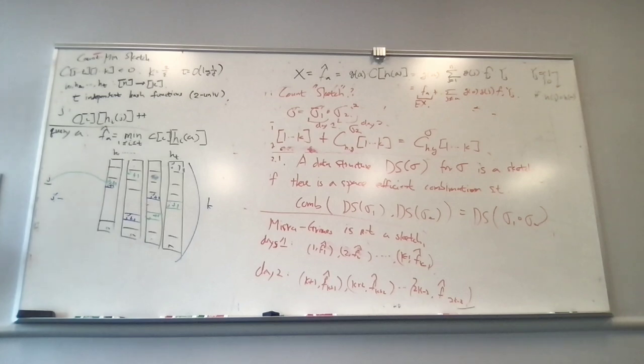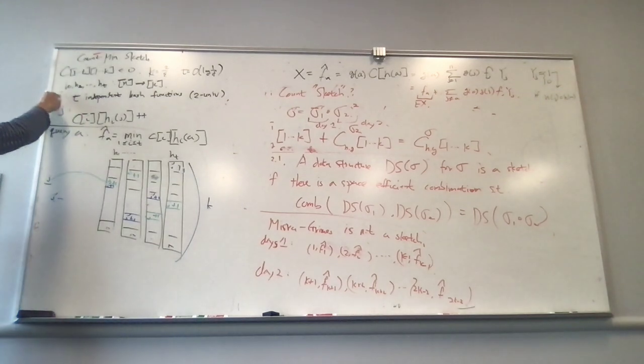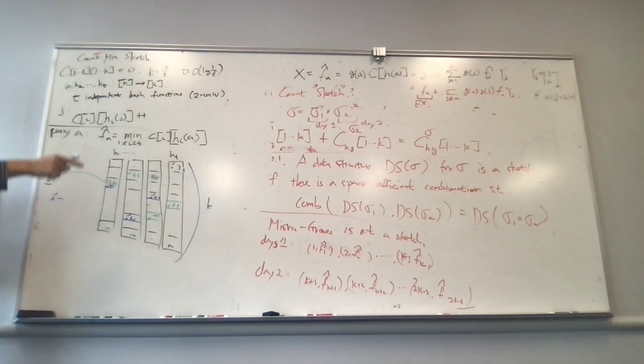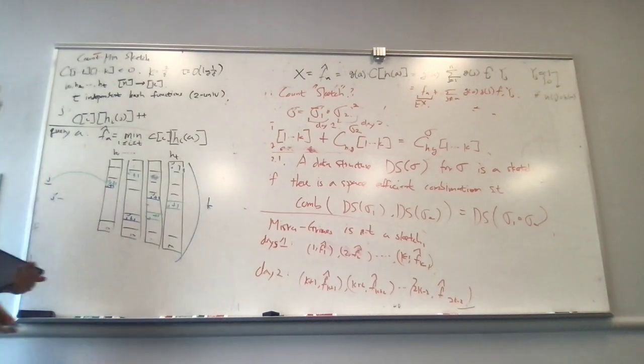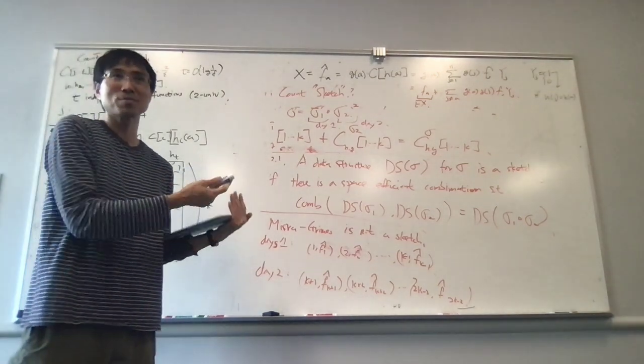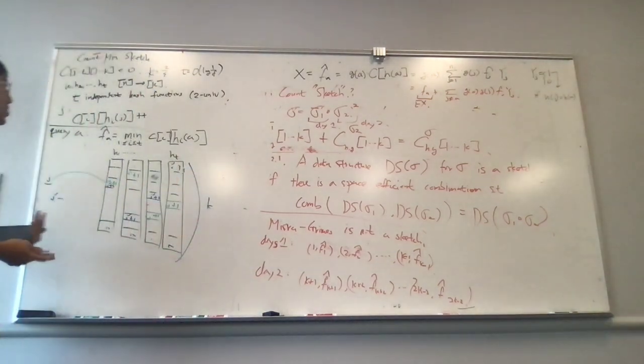Is that algorithm clear? Okay, so I have two questions here. One, do you see this is a sketch? As long as you use the same hash functions, then you have a counter for day one, you have a counter for day two. You can just combine them. You can just add up, right? So this algorithm is actually a sketch.